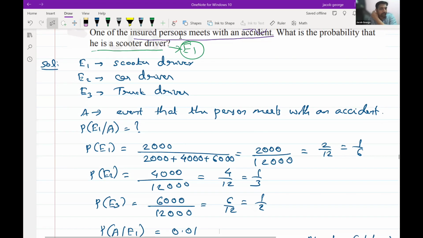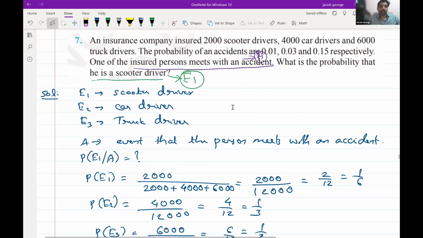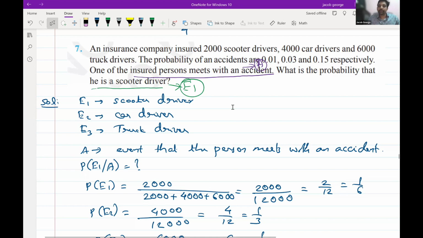Yes. Now look at here. P of E1 given A is asked here. So E1 is scooter driver. Event of selecting scooter driver. E2 is event of selecting that the insured person is car driver. E3 be the event that the insured person is truck driver. And A be the event that the insured person meets with an accident, capital A. Means here it is asked P of E1 given A.